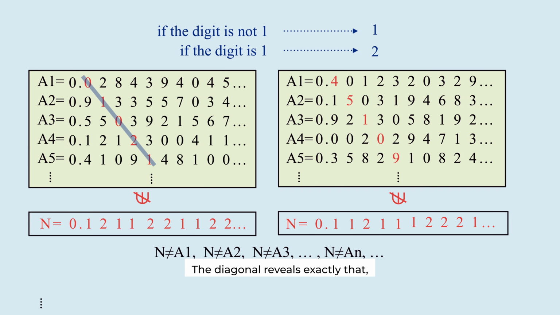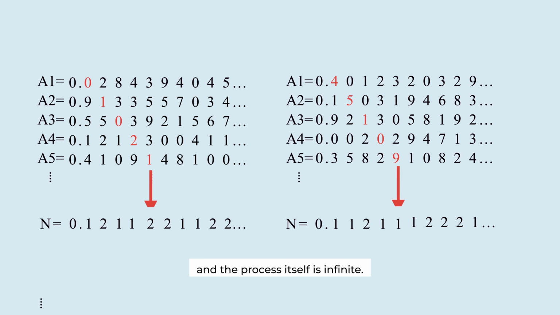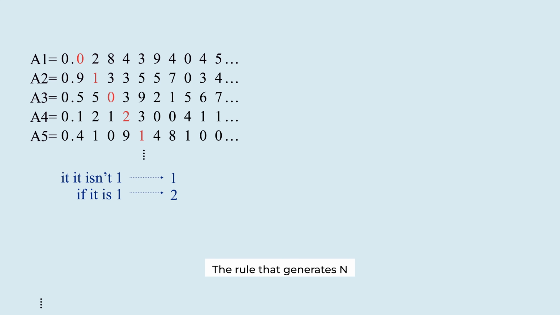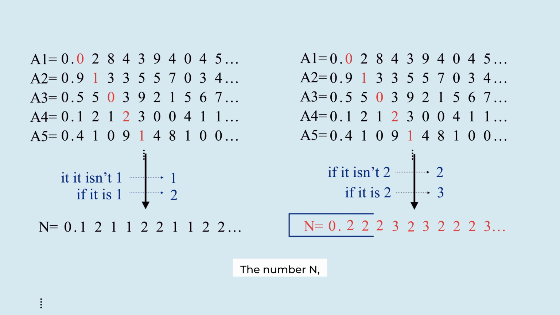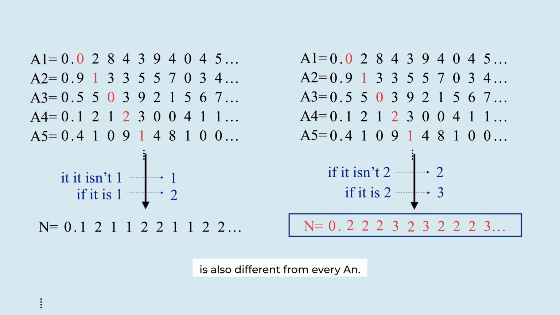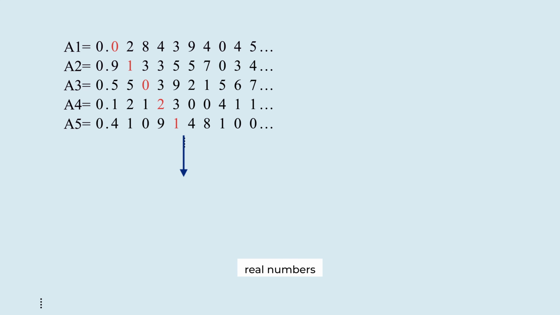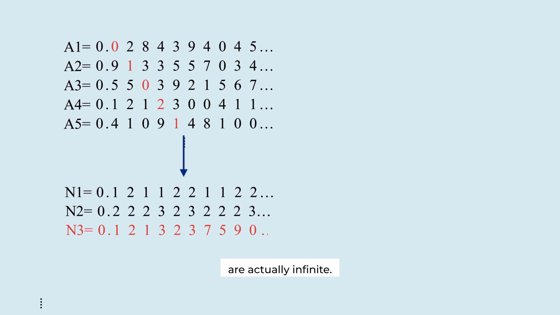The diagonal reveals exactly that, and that process itself is infinite. The rule that generates n can continue forever. By applying the rule, if the digit is not 2, replace it with 2. If it is 2, replace it with 3. The number n generated by this rule is also different from every An. In this way, we can see that real numbers that are not included in the list are actually infinite.